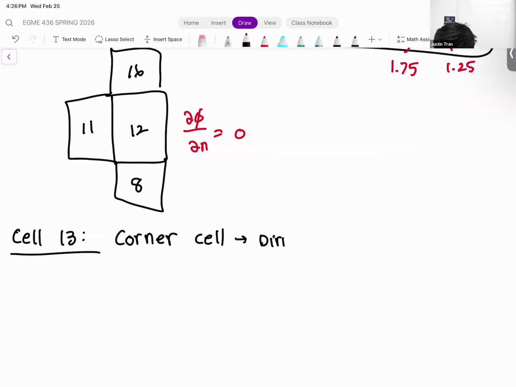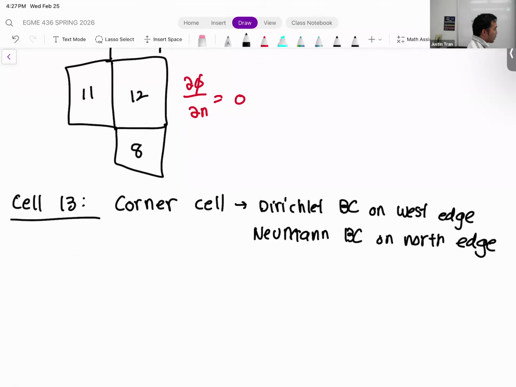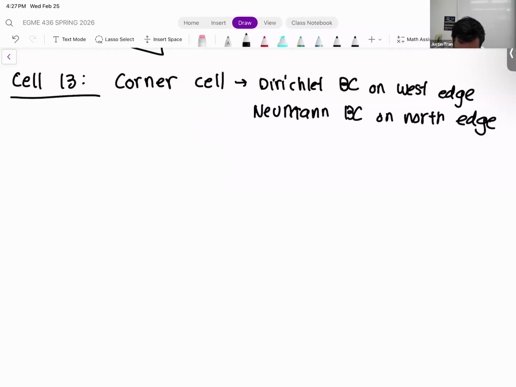So Dirichlet BC on west edge. And then on our north, we have a Neumann boundary condition. All right, so we have 2 boundary conditions that we need to apply at the same time. Now it seems challenging, but with our approach where we go straight from the derivatives, you'll see that it's more or less straightforward. So actually, let me do the same thing I did for cell 12 right there. Let me go ahead and draw the schematic.